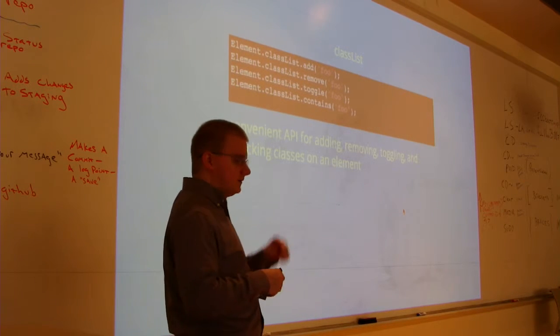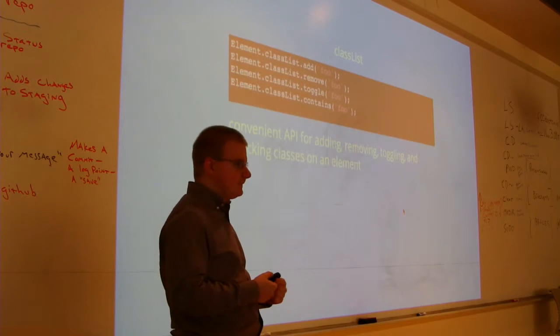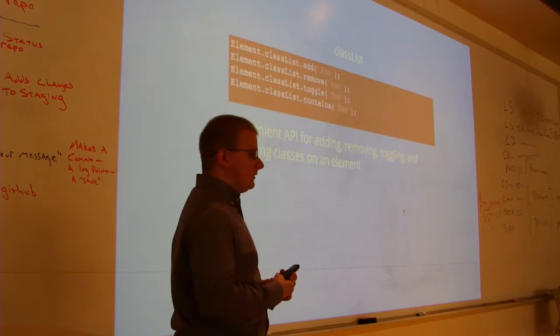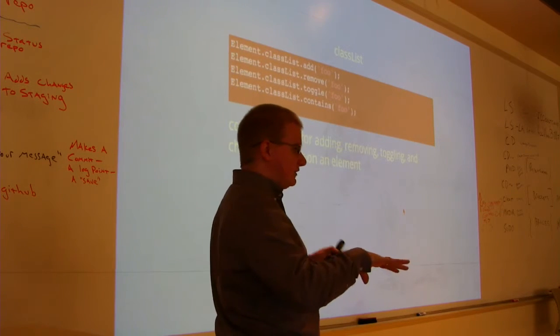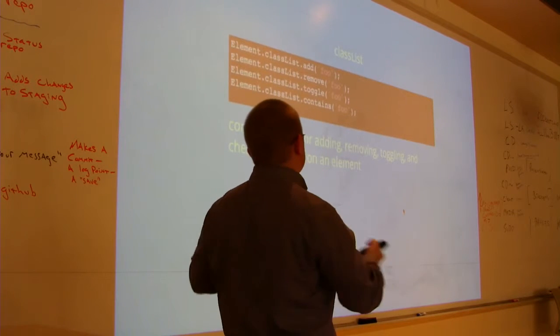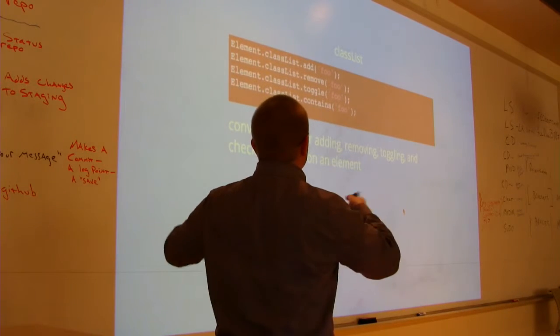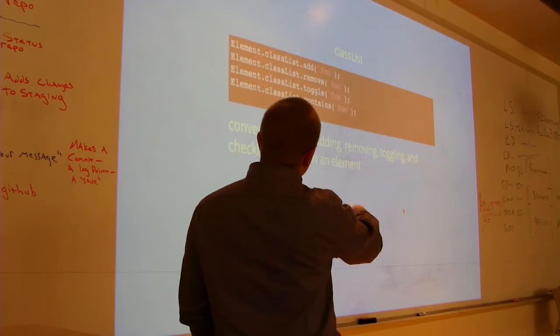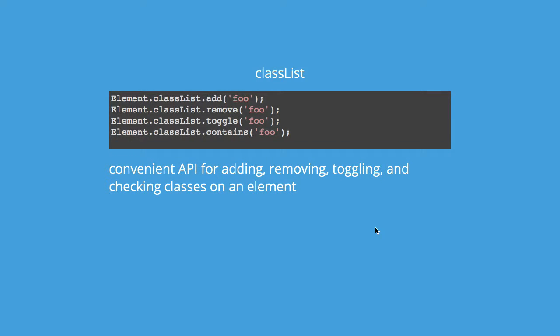So when it says it's an API, does that mean it's not part of JavaScript? Nope, it is part of JavaScript. Okay. It's just an interface. API is a term we use for programming interface. So in this case, it's a nice little interface for doing add, remove, and toggle. It's an abstraction.